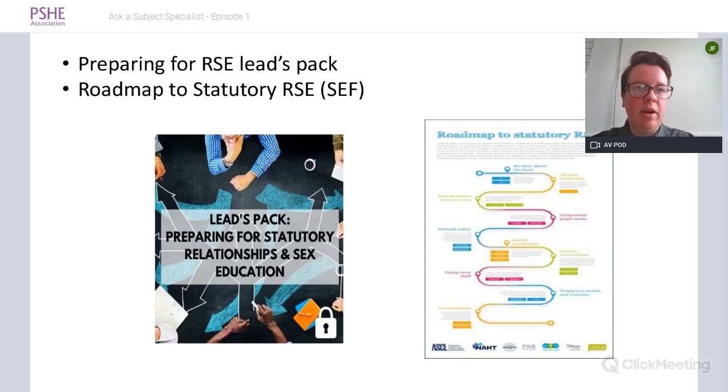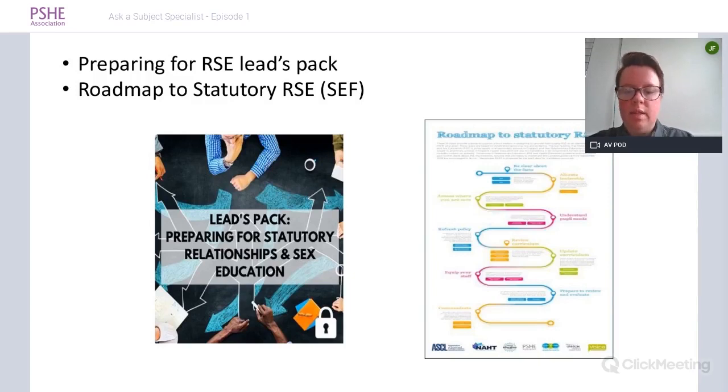So the PSHE leads pack on the left will support you to assess the needs of your pupils, help you to review your current RSE policy or to write one from scratch, also support you to review and update your current curriculum, help you to equip and support your staff, to monitor and evaluate your approach in PSHE, and communicate to your school community, including parents. Of course, you may have completed lots of these steps, as I said, or still have some to do. But now might be a great time to seize the opportunity to develop your planning further. Although, of course, some steps, such as training your staff, might be harder to achieve during the period of school closures.